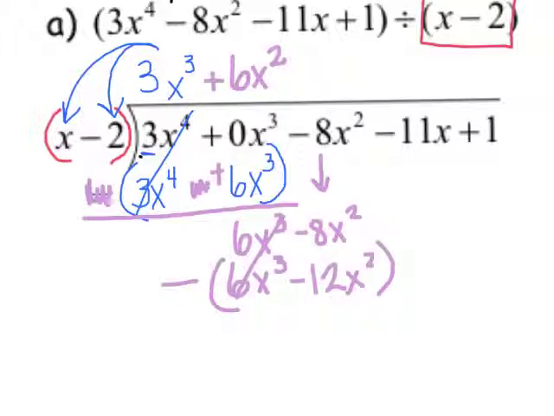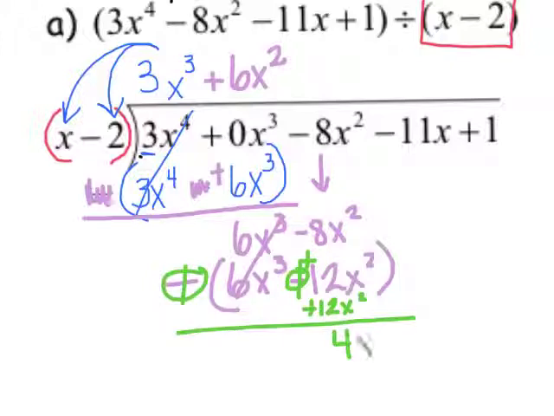Negative 8x squared minus negative 12x squared. If you want to write that little intermediate step, this minus negative really makes plus 12x squared. Let me write it again, plus 12x squared. So now I'm doing negative 8 plus 12 is 4. So 4x squared. Bring down the minus 11x.